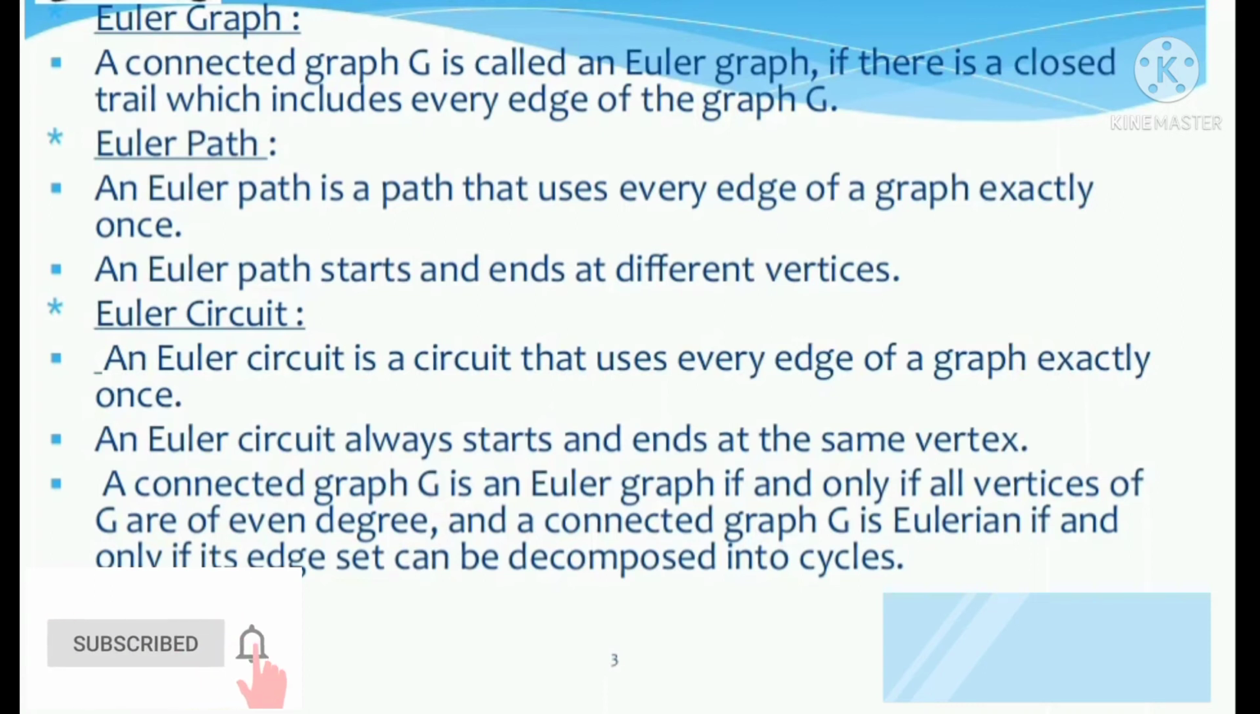A connected graph G is an Euler graph if and only if all vertices of G are of even degree. A connected graph G is Eulerian if and only if the edge set can be decomposed into cycles. In the last point, when we apply this to problems, we can use the result.